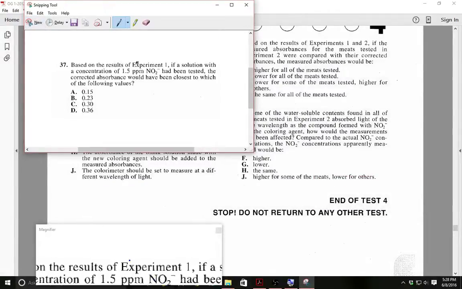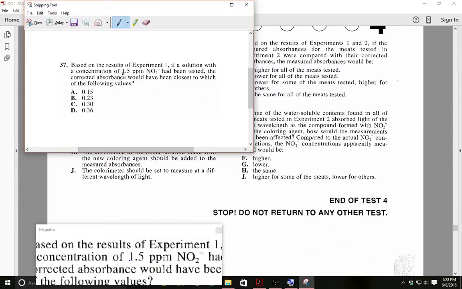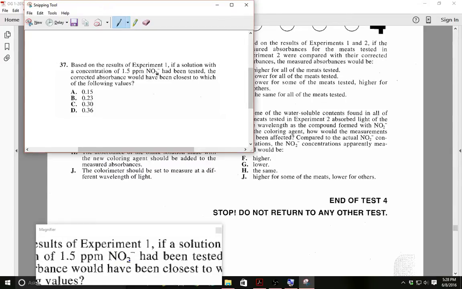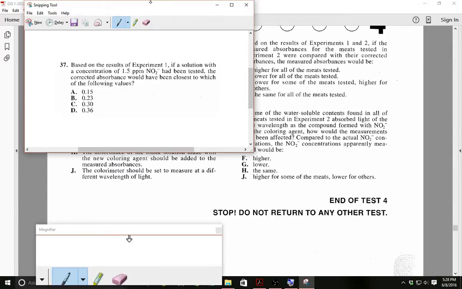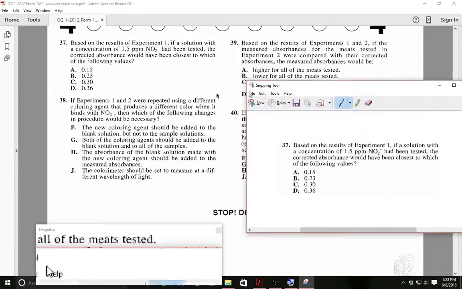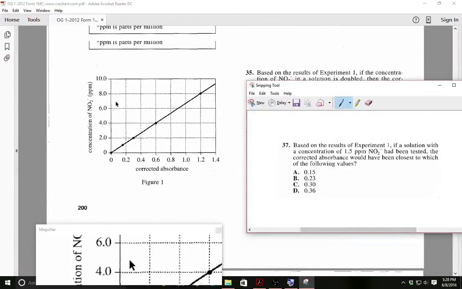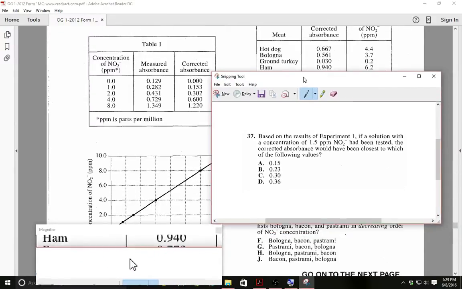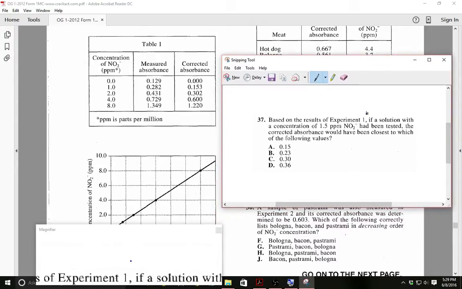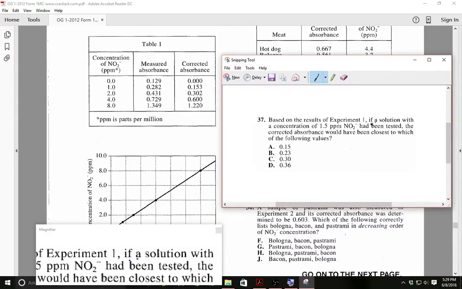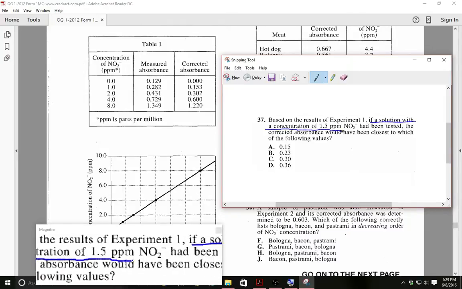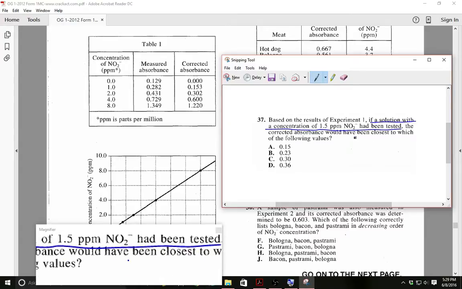Based on the results of experiment 1, if a solution with a concentration of 1.5 ppm nitrite had been tested, the corrected absorbance would have been closest to which of the following values? So let's go back to the results of experiment 1.